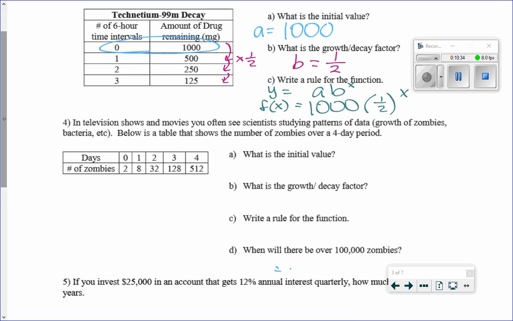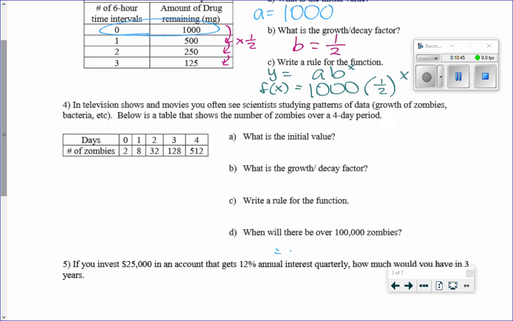Next one, in television shows and movies, you often see scientists studying patterns of data, growth of zombies, bacteria, etc. And below is a table that shows the number of zombies over a 4-day period. All right, what's our initial value? 2. And then what's that growth or decay factor? 4. Times 4. That's our b. So what would our equation look like? Y equals 2 times 4 to the power of x. Perfect.